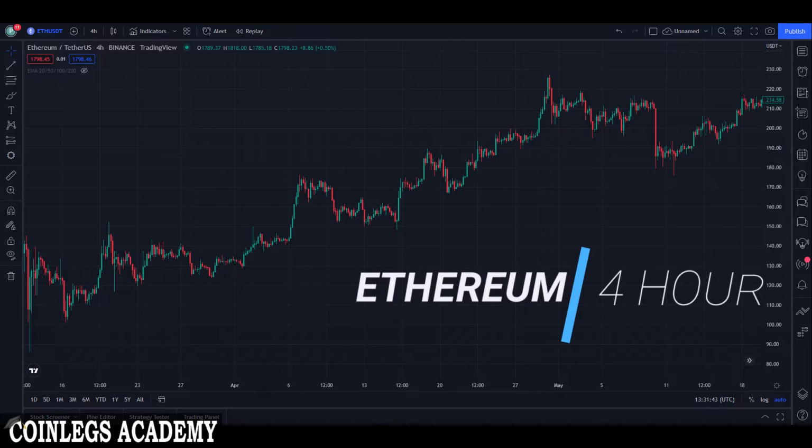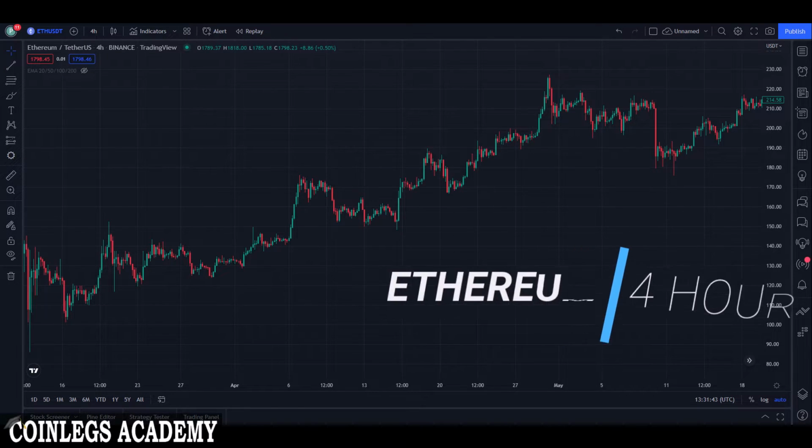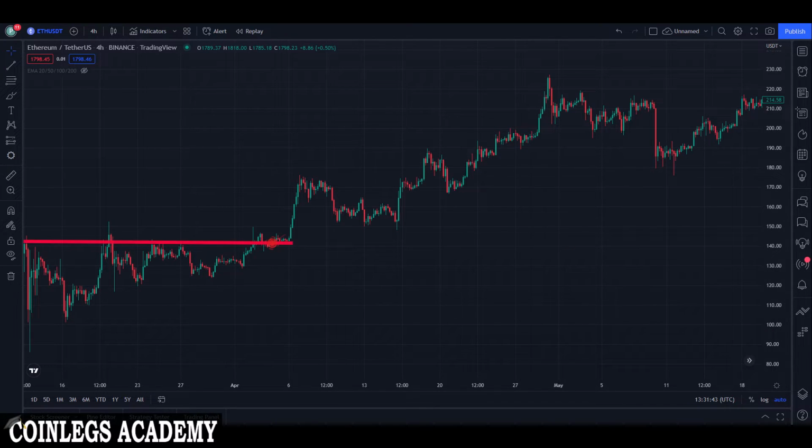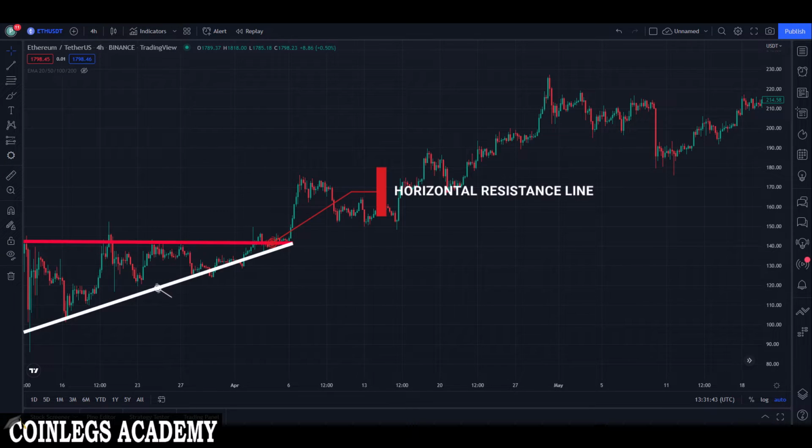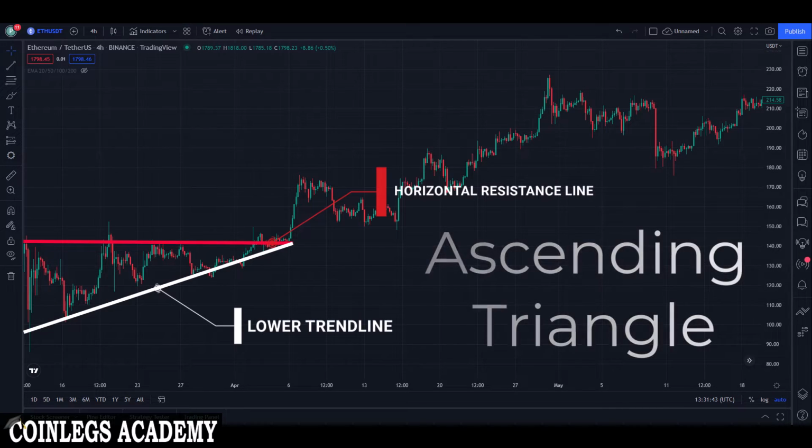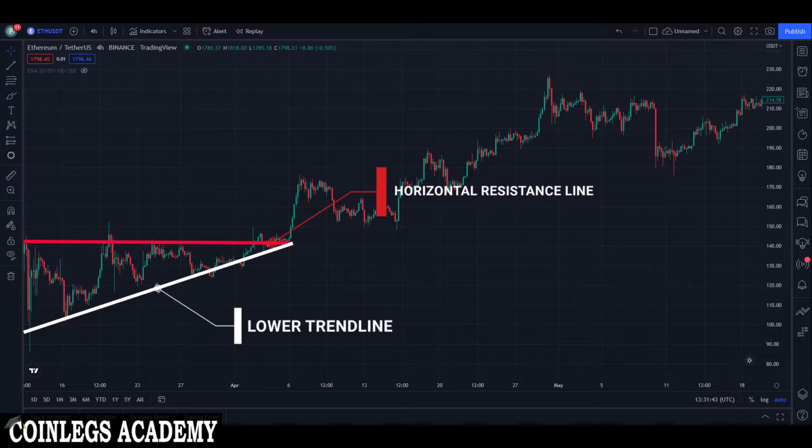In this 4-hour Ethereum chart, we have a significant horizontal resistance line. And also we have a lower trend line, which represents a rising trend. Now we can say we have an ascending triangle pattern and we are looking for breakouts.